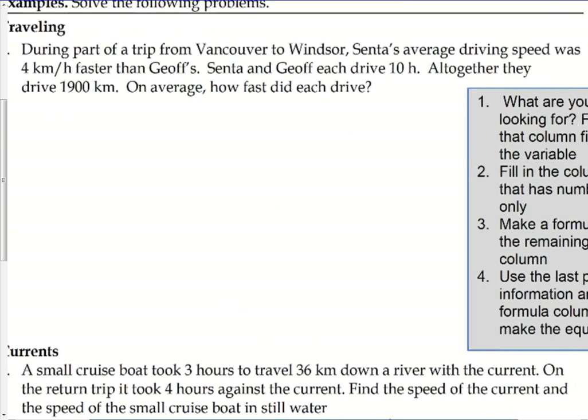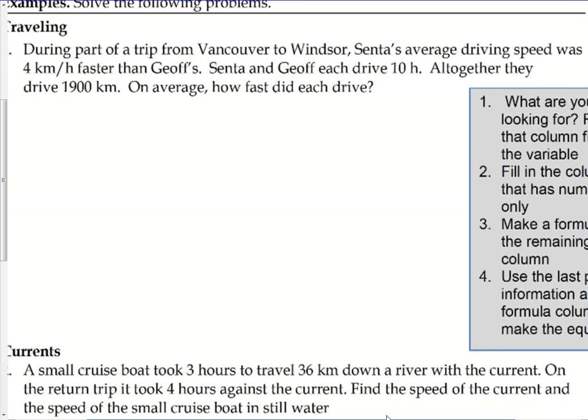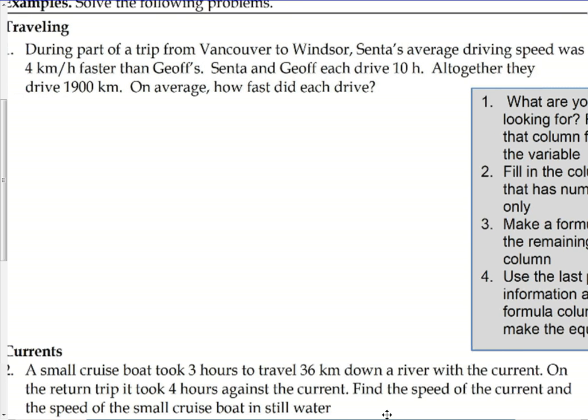During part of a trip from Vancouver to Windsor, Senta's average driving speed was 4 kilometers faster than Jeff's. Senta and Jeff each drive 10 hours. Altogether, they drive 1,900 kilometers. On average, how fast did each drive? Okay, so how do we set this up?